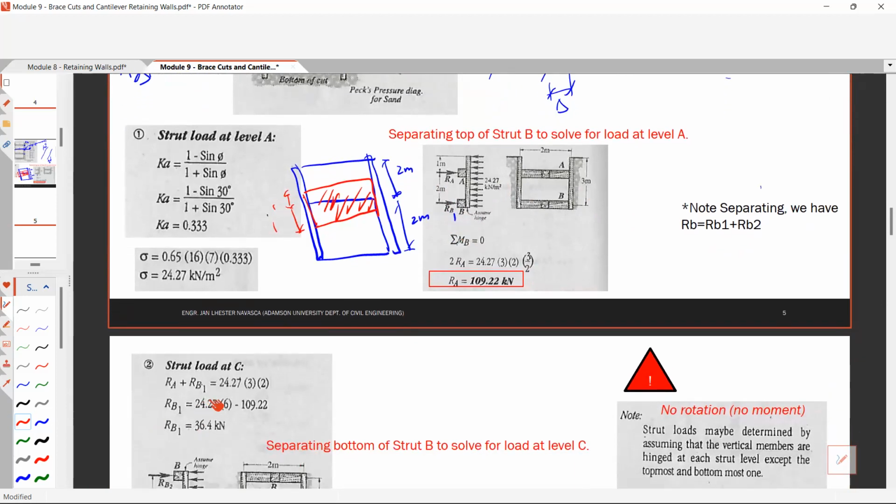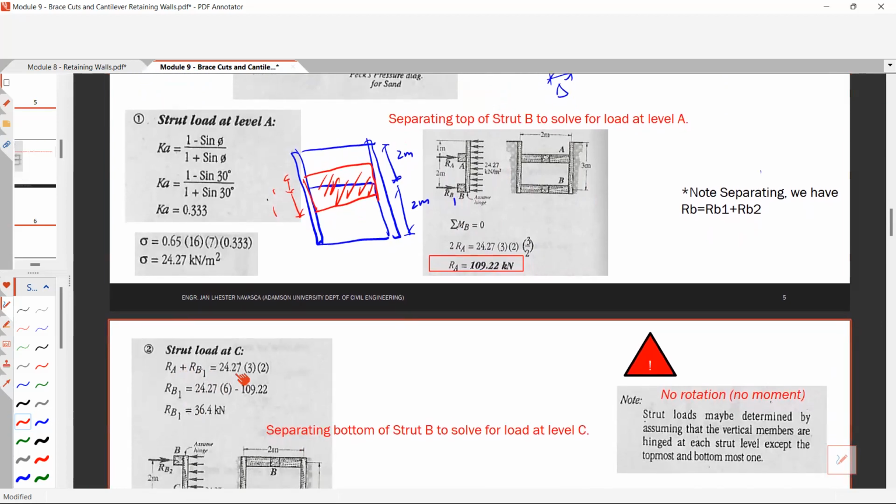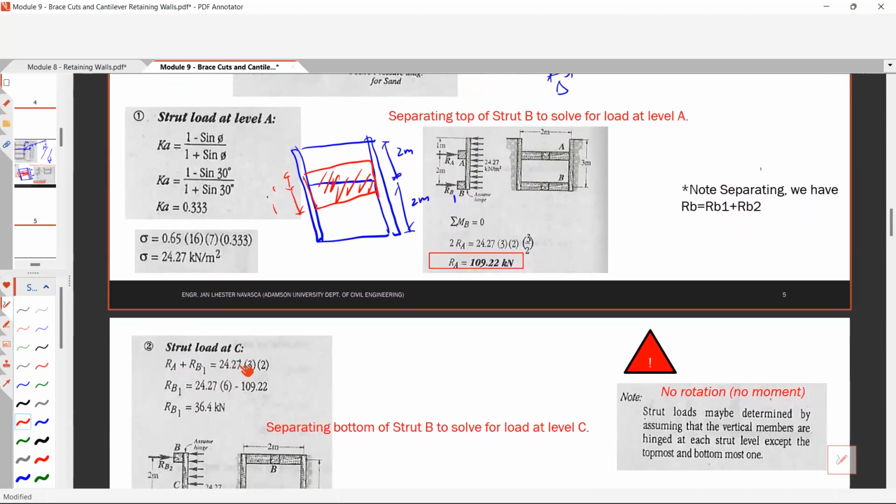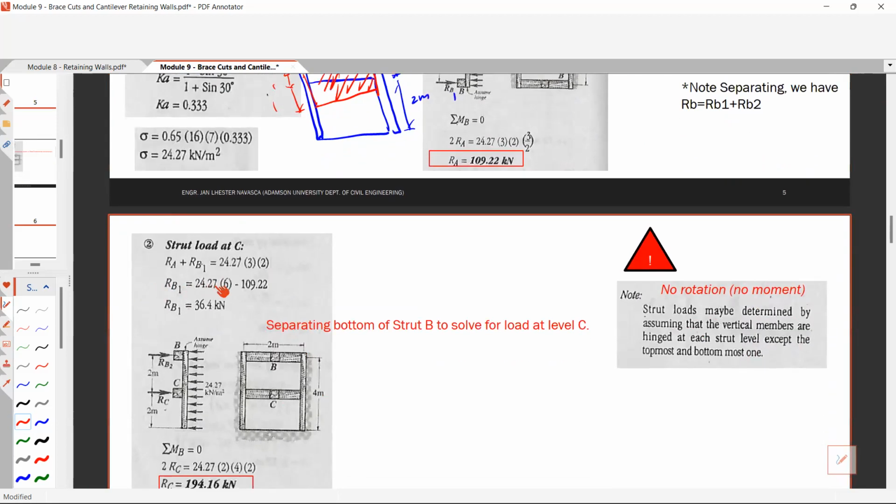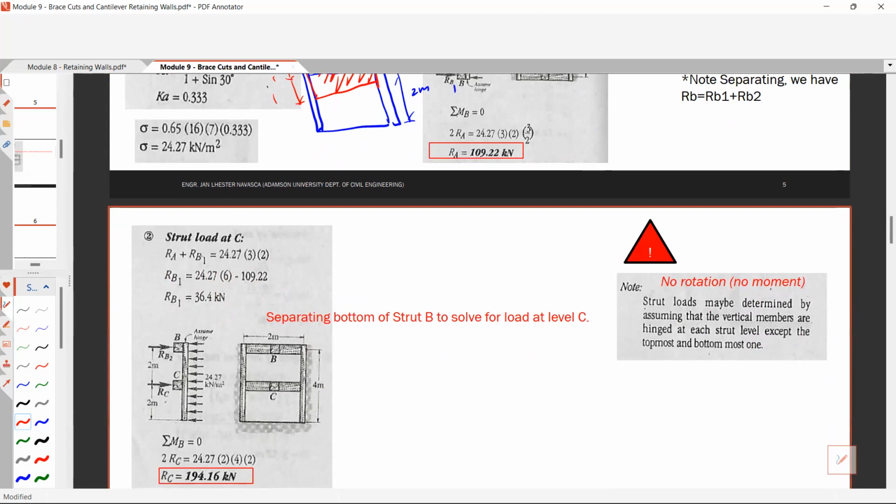So summation forces horizontal, your RA is equals to RB1. Therefore, that is also equals to 24.27 times 3 times 3 meters times 2, since 2 yung center to center spacing. So RB1 is equals to 24.27 times 6 minus 109.22. Therefore, your RB1 is 36.4.